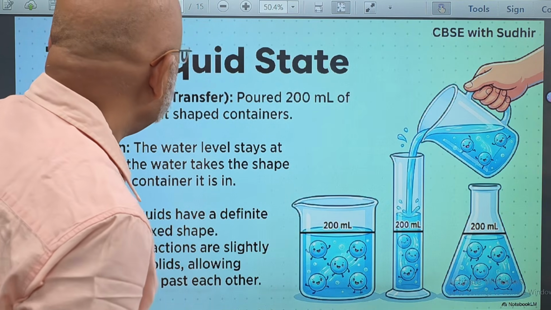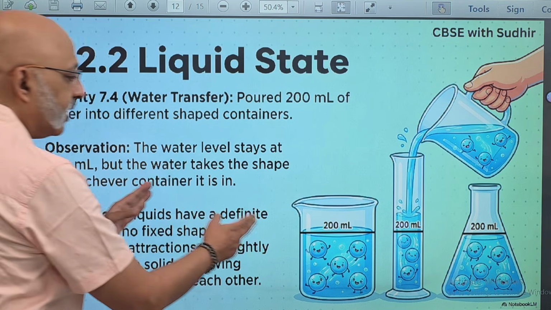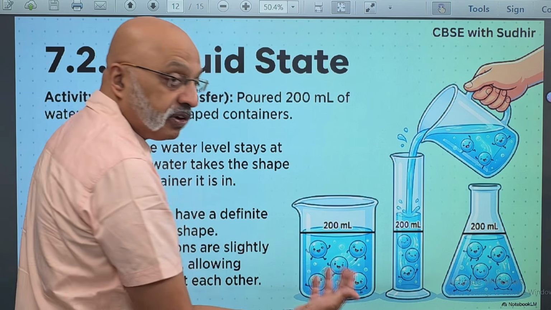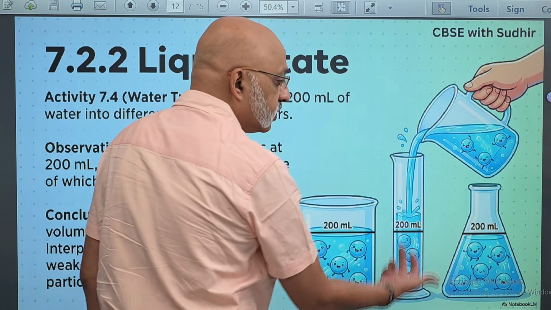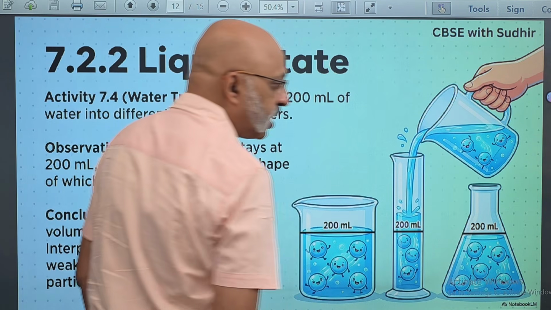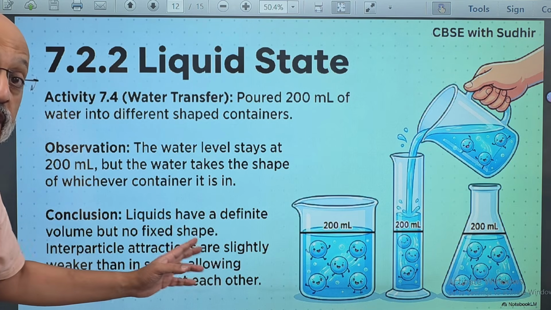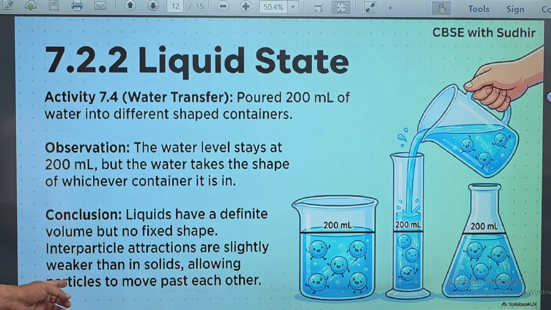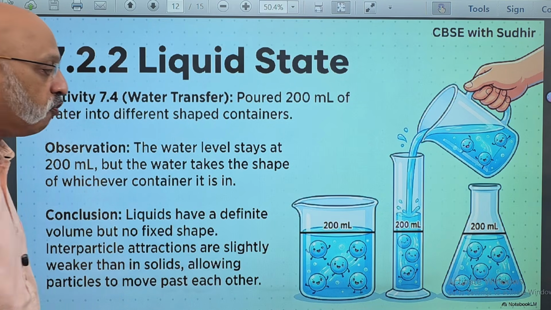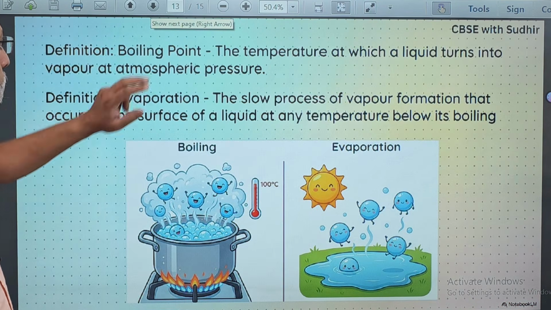Okay, so the water level stays at 200 ml, but the water takes the shape of whichever container it is. So there are these different beakers shown in this illustration. This is one beaker, this is a tall beaker, this is another shaped beaker. So liquids have a definite volume but no fixed shape. Interparticle attractions are slightly weaker than in solids but stronger than in gases, allowing particles to move past each other. I hope this is now clear.